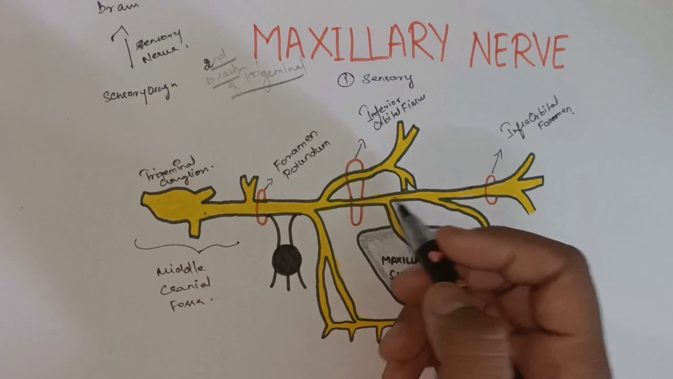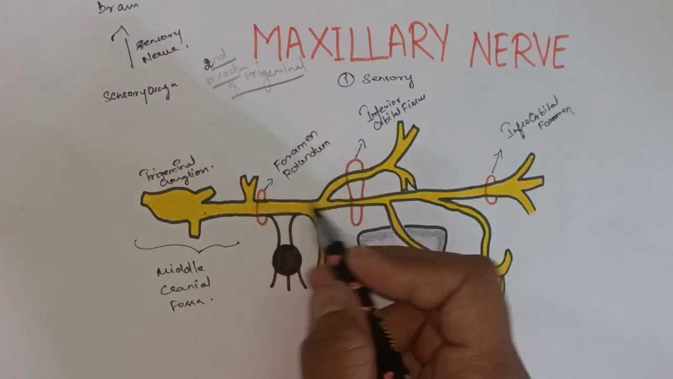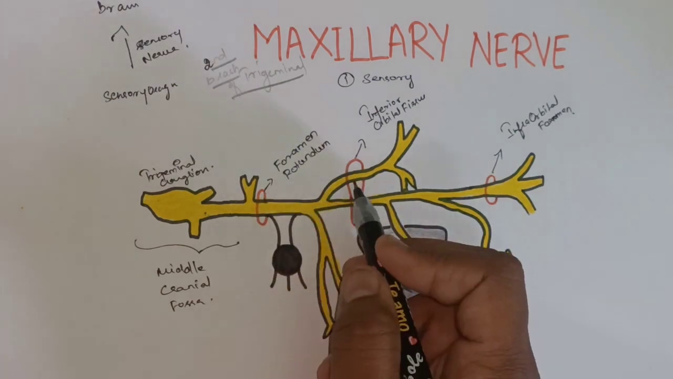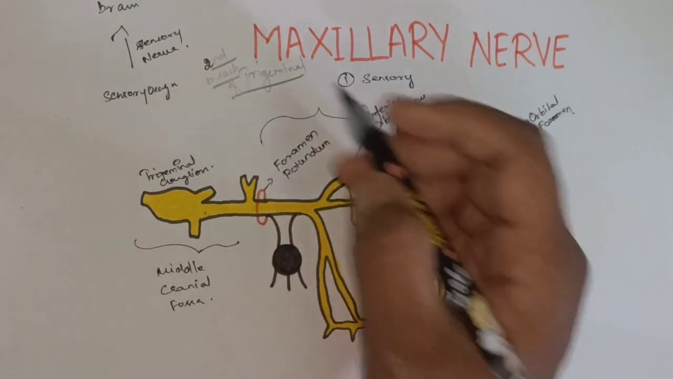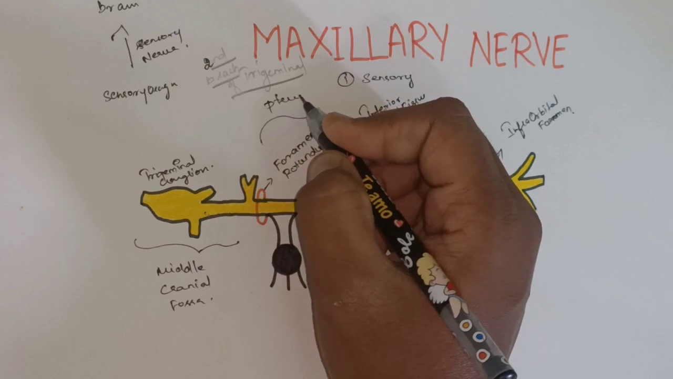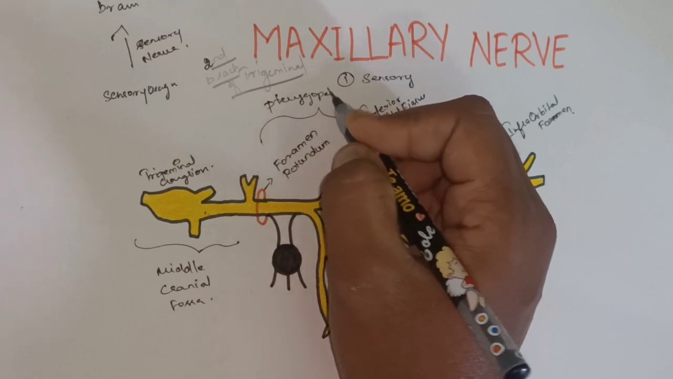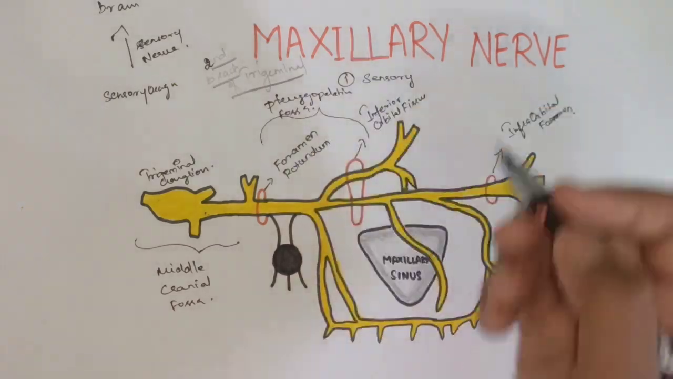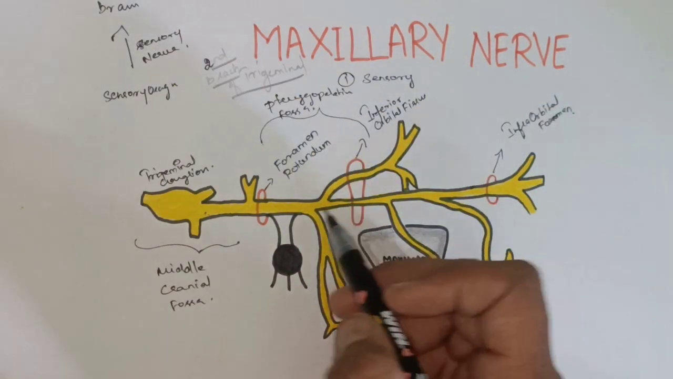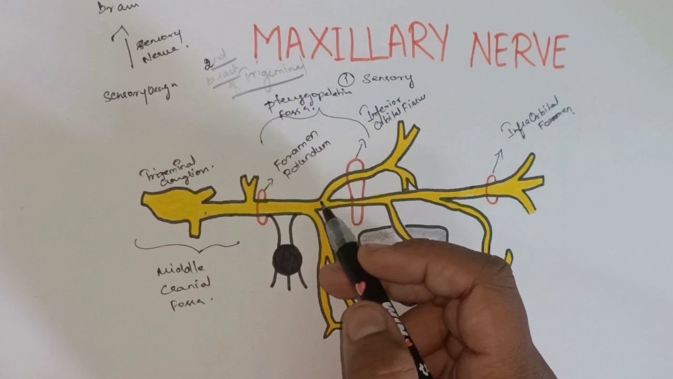pterygopalatine fossa region. So from here to here, once it has left the foramen rotundum, it reaches the pterygopalatine region, which is located here. So this is your pterygopalatine region. From there it will give some of the branches.